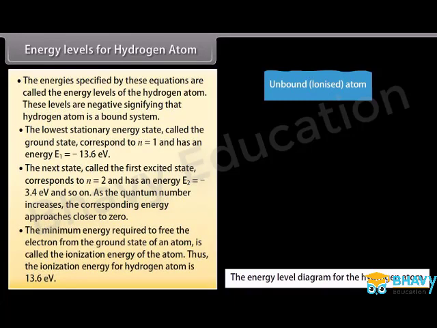The minimum energy required to free the electron from the ground state of an atom is called the ionization energy of the atom. Thus, the ionization energy for hydrogen atom is 13.6 electron volt.